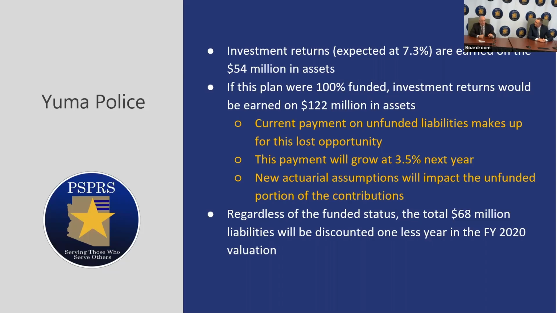And also, the way this system was set up, those payments will grow 3.5% each year using the payroll growth assumption. We haven't changed that. It's going to be working its way down, reducing that payroll growth assumption over time, but the current year is still at 3.5%. And the new actuarial assumptions will impact the unfunded portion of the contribution. So both the amortization and the payroll growth are going to increase the short-term contribution rates, but will save money over the long term.